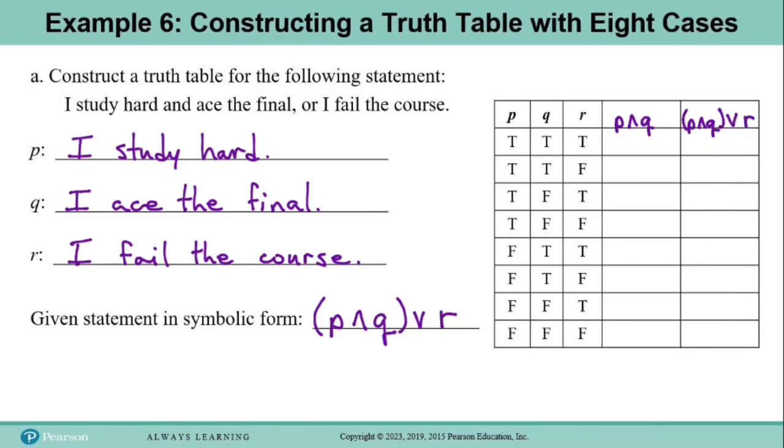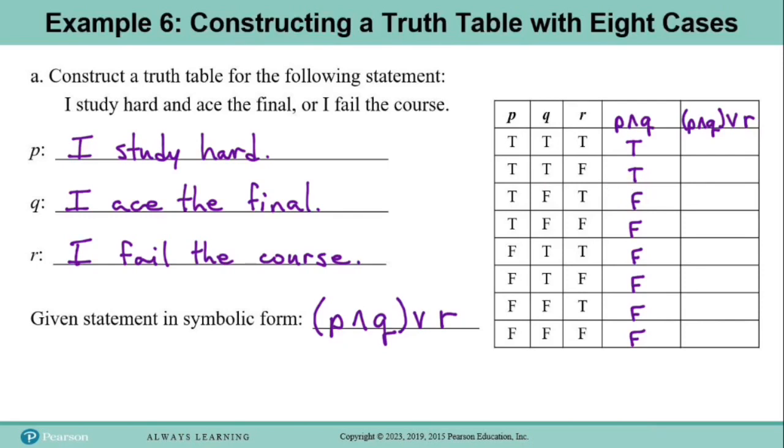Okay, now let's evaluate one line at a time. So we're starting with P and Q, so we're looking at these 2 columns. And P and Q will be true whenever both components are true. So on the first line, it's true. On the second line, still true. On the third line, it's false because one of the components is false. Fourth line, it's false. And the rest of the way down, it's false. You can see the only 2 trues we got were up here where both components were true on these 2 lines.